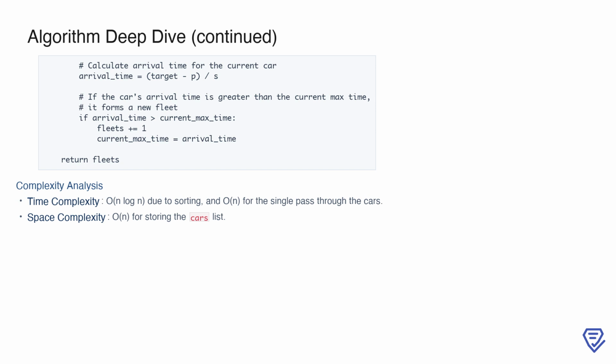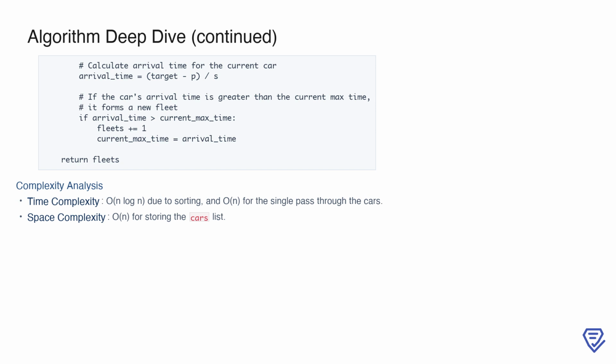For each car in the sorted list, we compute its arrival time using the formula (target - p) / s, where p is the car's position and s is its speed. If the car's arrival time exceeds current_max_time, it forms a new fleet, so we increment the fleet counter and update current_max_time to this car's arrival time. Otherwise, the car joins the existing fleet. Finally, we return the total fleet count.